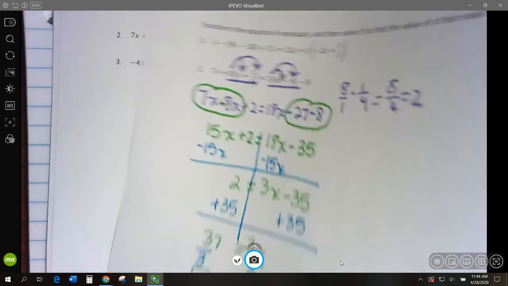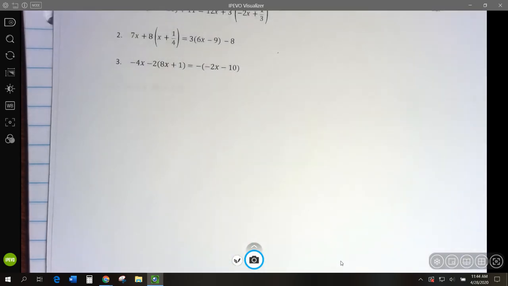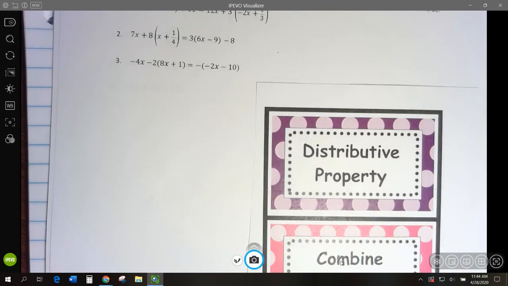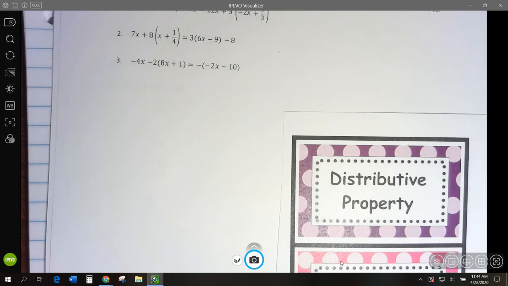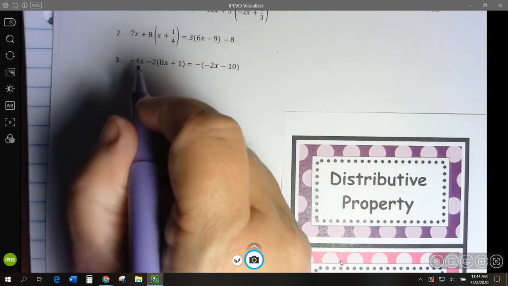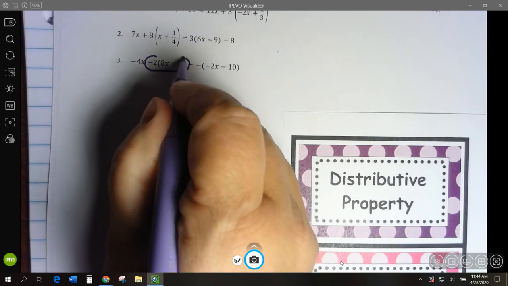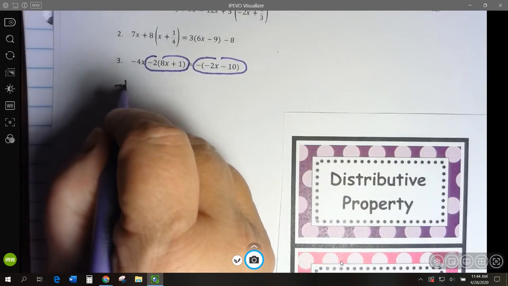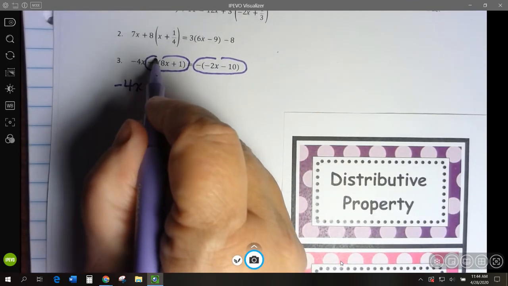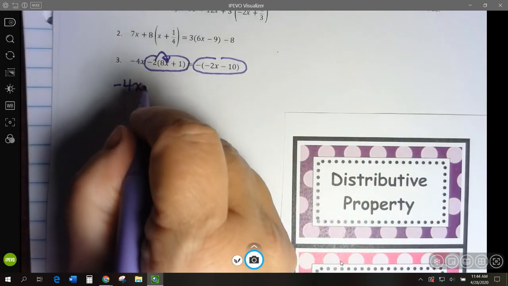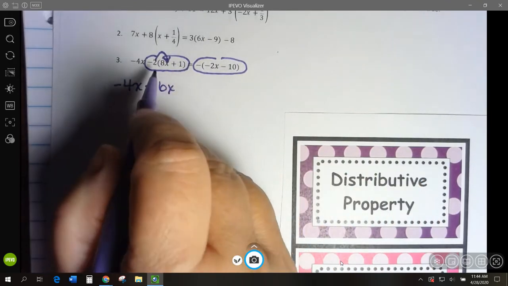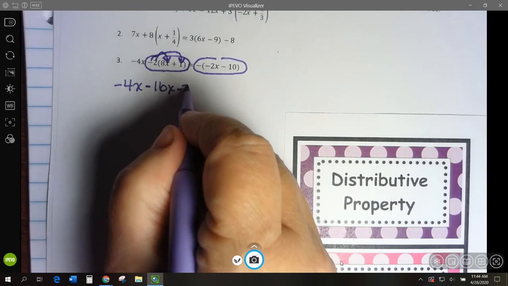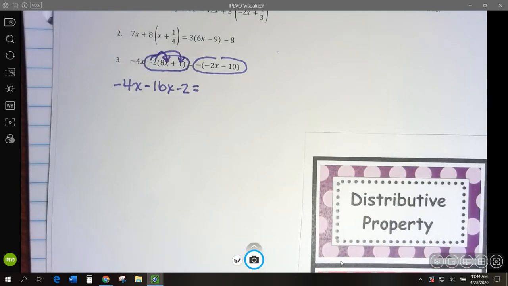Let's go on to problem number 3. Again, following our steps. Distributive property first. So let's look for our distributive property. We have one here, and we have one here. I'm going to bring down my negative 4x. I'm going to multiply negative 2 times 8. That's a negative 16x. And negative 2 times positive 1 is a negative 2 equals, okay, what about here?